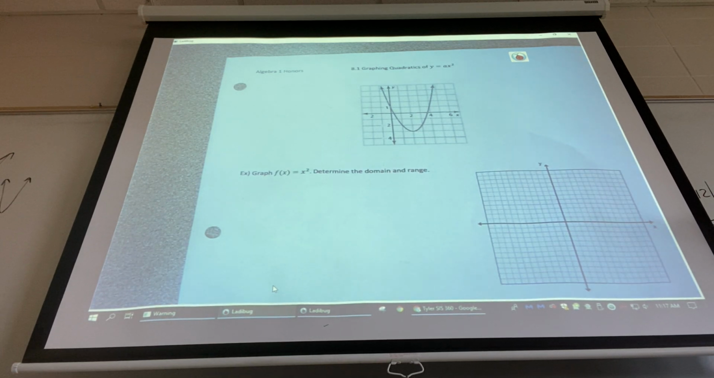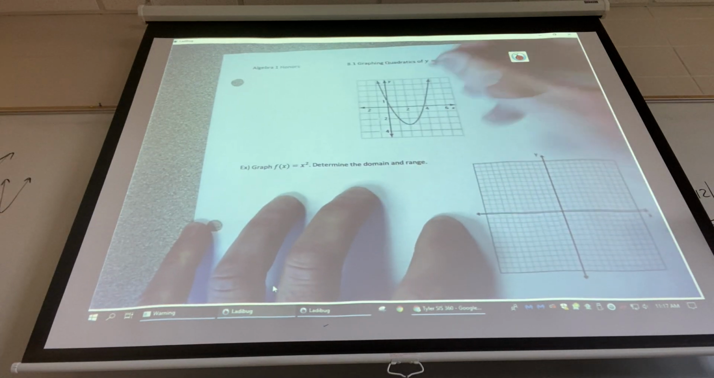Ladies and gentlemen, 8.1 graphing quadratics of y equals ax squared. Well, a lot of this is going to be familiar.